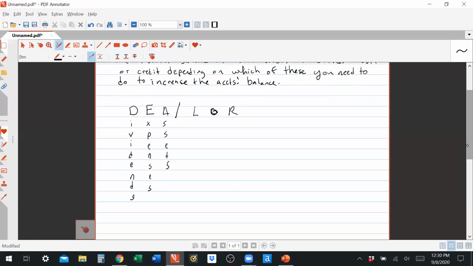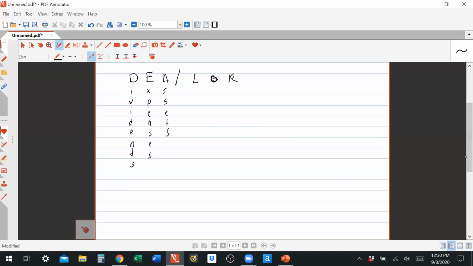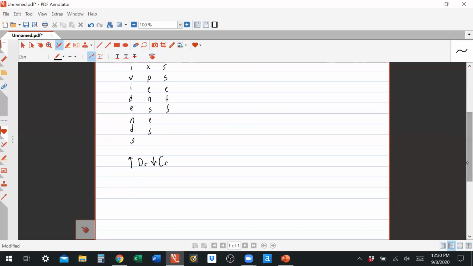increase their balance, you have to debit it, which means these accounts have normal debit balances. Debit is often abbreviated DR, and credit is abbreviated CR. So for these accounts, you increase them with a debit, you decrease them with a credit. These accounts have normal debit balances. Why normal debit balance? Because it takes a debit to increase those accounts.